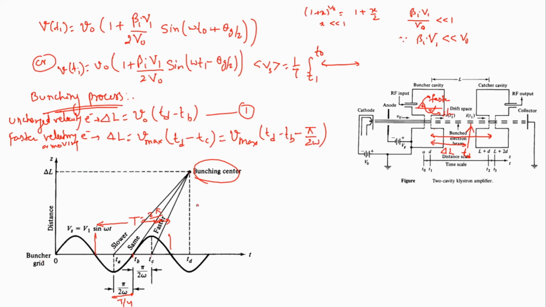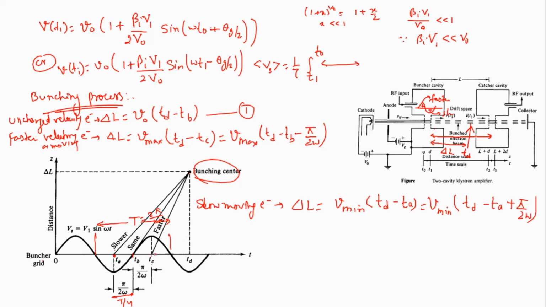Similarly, if we write for the slow moving electron, delta L will be V min, because for the slow electron the velocity will be minimum. So minimum velocity into TD minus TA, because the slower electron is moving from this point, so this will be TA. This can also be rearranged in the form of TB. So this will be V min into TD minus TA plus pi by 2 omega, because TD minus TB will be this distance and we have to add this pi by 2 omega. So this is equation number 2, and just take this as equation number 3.